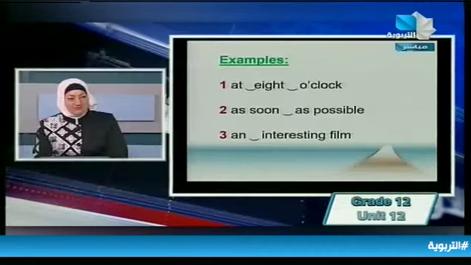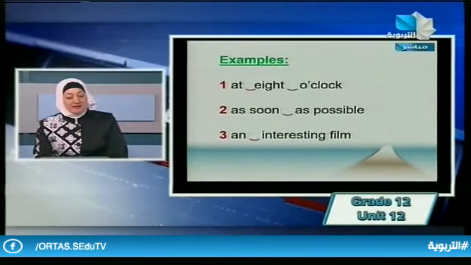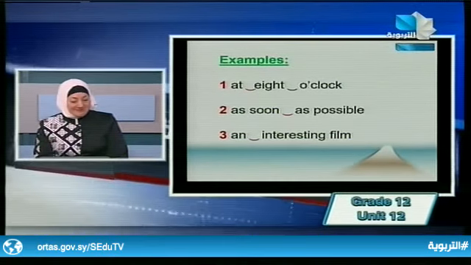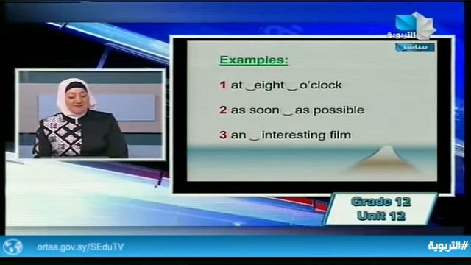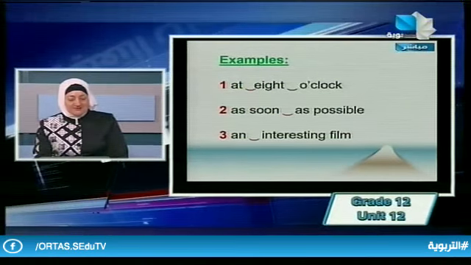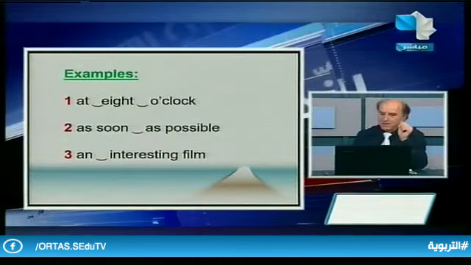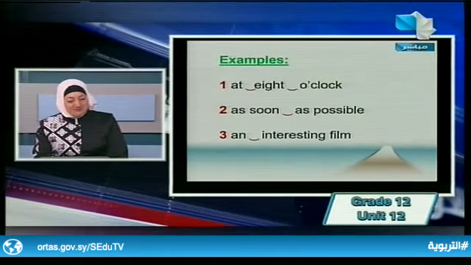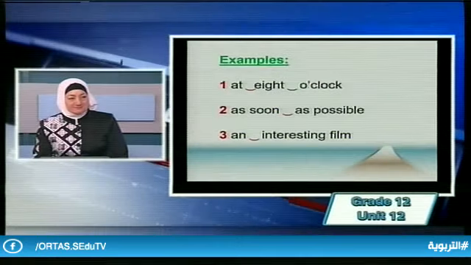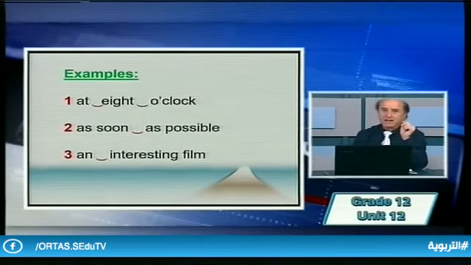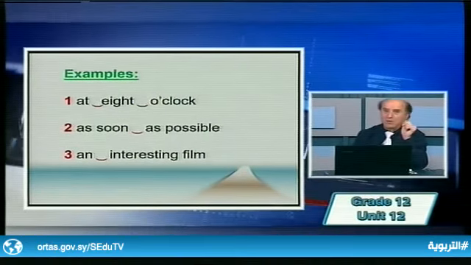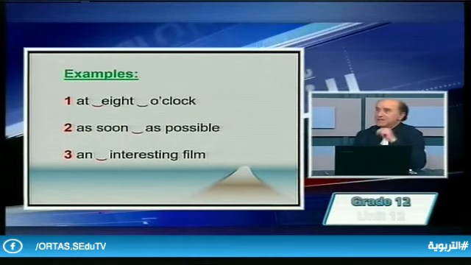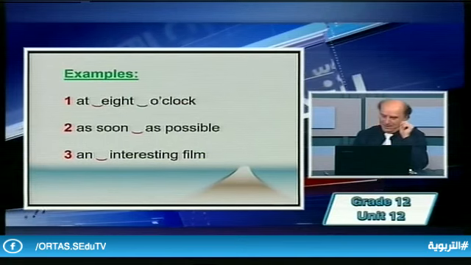An interesting film. Here N is a consonant followed by the vowel E or I. It is a sound E here, as a sound. So the two sounds are joined together and pronounced quickly. An interesting film. Good. We don't say "an interesting film" with a break. We say "an interesting film." Very nice.